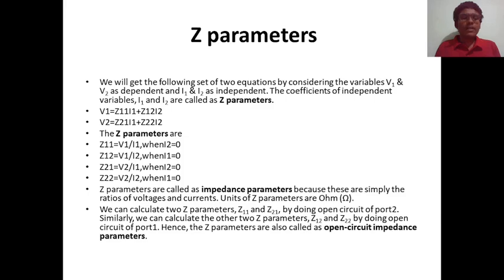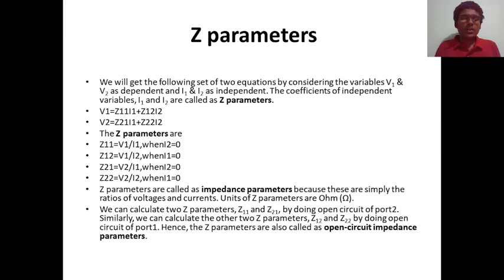The Z parameters are Z11 equals V1 by I1 when I2 equals 0. Z12 equals V1 by I2 when I1 equals 0. Z21 equals V2 by I1 when I2 equals 0. Z22 equals V2 by I2 when I1 equals 0.